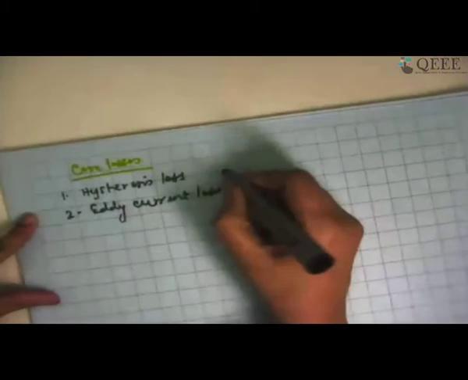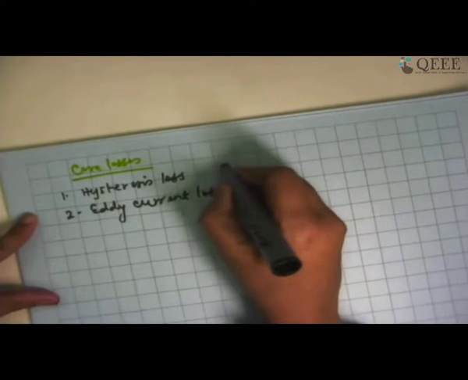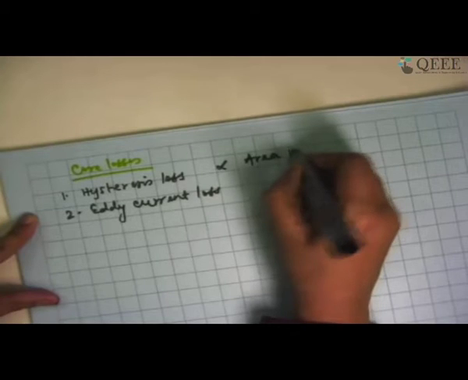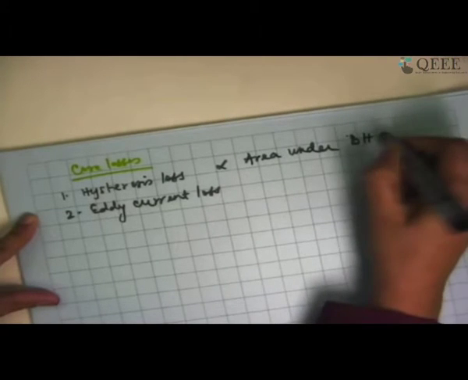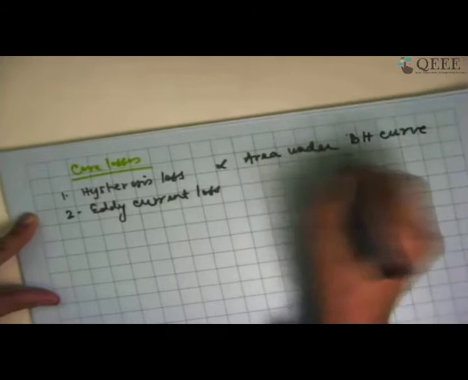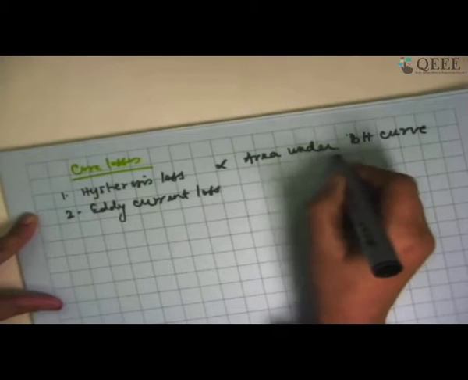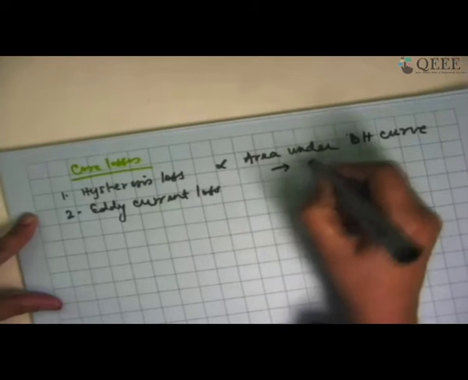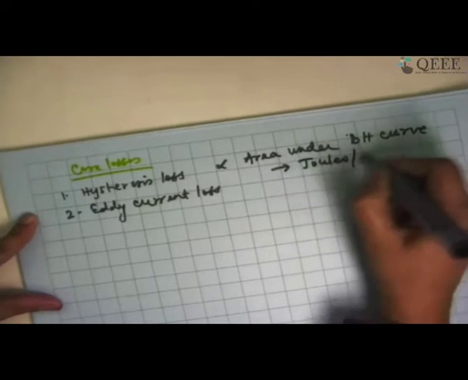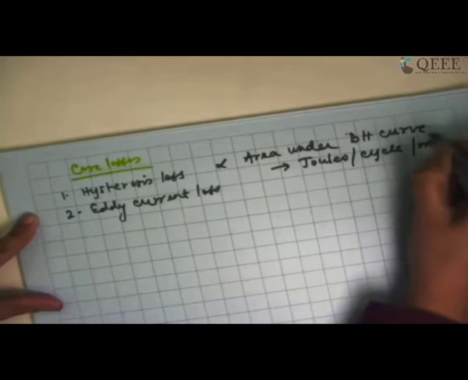So we said that core losses have two components. One is hysteresis loss and the other one is eddy current loss. These are the two things we were talking about. In hysteresis loss, we fundamentally said that hysteresis loss is proportional to the area under the BH curve. And when we did the derivation, whatever we got as the area under the BH curve was in terms of joules per cycle per meter cube.